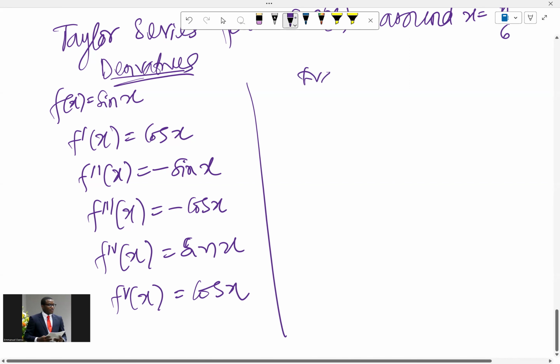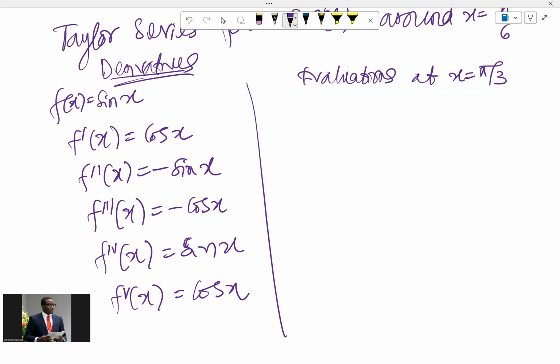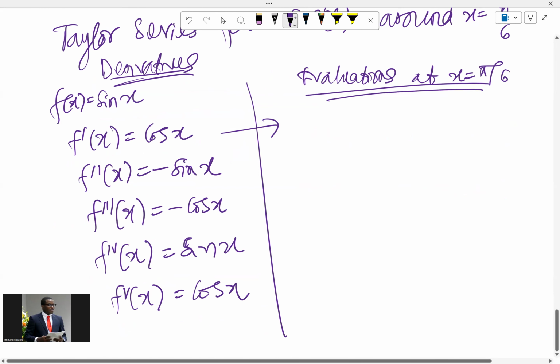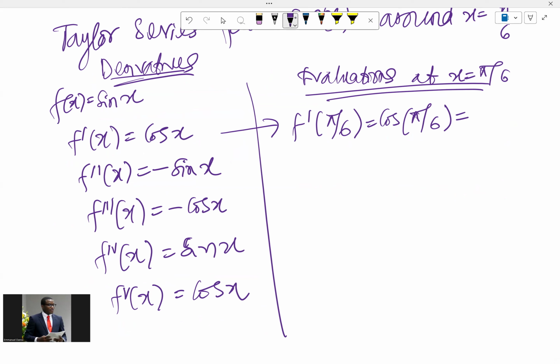Then let's talk about the evaluations, at x equals pi over 6. Did I say pi over 3? It's pi over 6. That's 180 over 6, which is 30 degrees. So let's evaluate. f prime of pi over 6 is cos of pi over 6, which is cos 30 degrees. Do I remember what that is? Is it root 3 over 2? I remember sine 30 is 0.5, so cos 60 is 0.5.